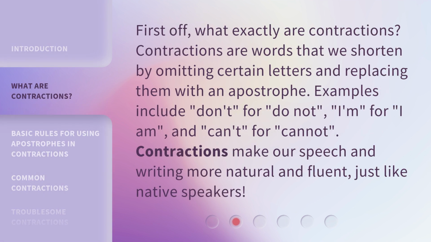First off, what exactly are contractions? Contractions are words that we shorten by omitting certain letters and replacing them with an apostrophe. Examples include don't for do not, I'm for I am, and can't for cannot. Contractions make our speech and writing more natural and fluent, just like native speakers.